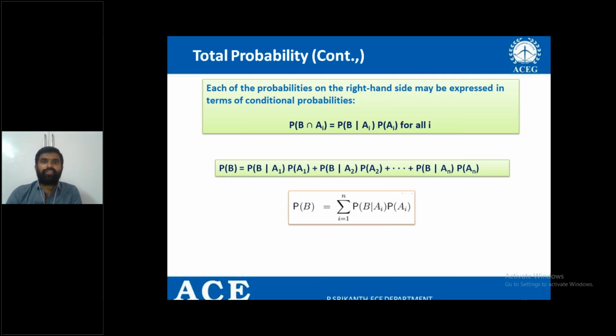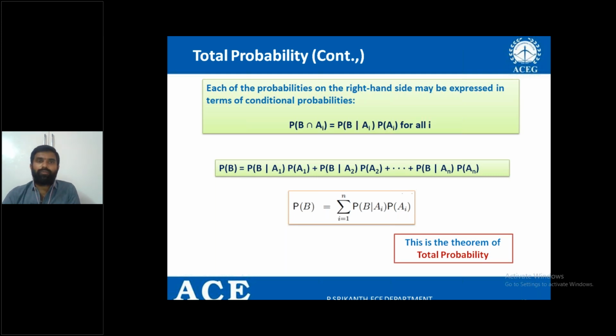Or else, in the short form, you can write it as the summation from i equal to 1 to n of P of B given Ai into P of Ai. That is the final expression for the total probability of any event B, which depends on events A1 to An. Fine, right? This is called the theorem of total probability.